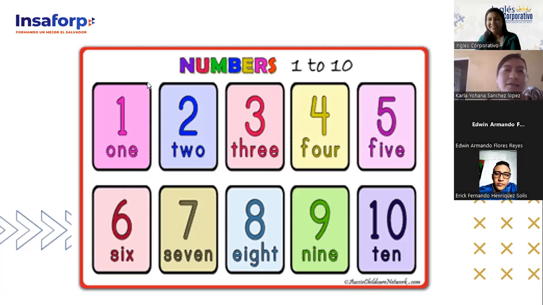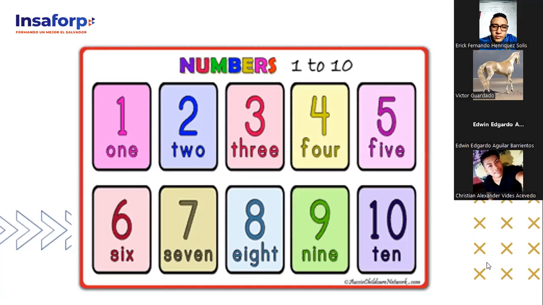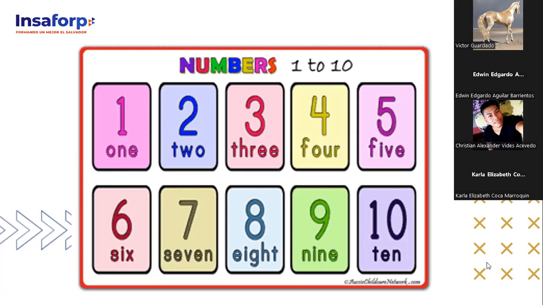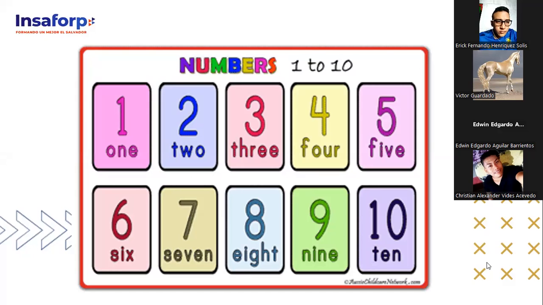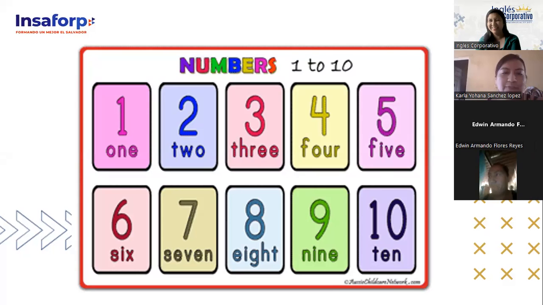Tengo una duda. El cero, es que lo he escuchado de dos maneras, O y cero. Zero and O, yes. Both ways are correct. Say zero, or you can say O. Both options are correct. Gracias. You're welcome, Carla.